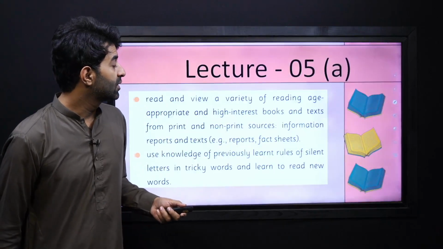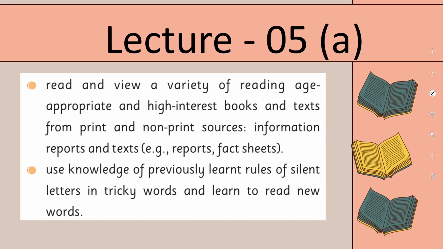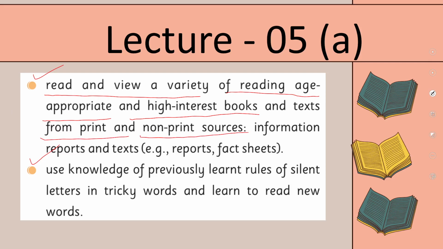Now, in the next lecture, number 5A, we will deal with two SLOs. Number 1, read and view a variety of reading age appropriate and high interest books and texts from print and non-print sources, information reports and texts. For example, reports, fact sheets, etc. So we will be reading different kinds of texts that have information, reports, and different texts like these.